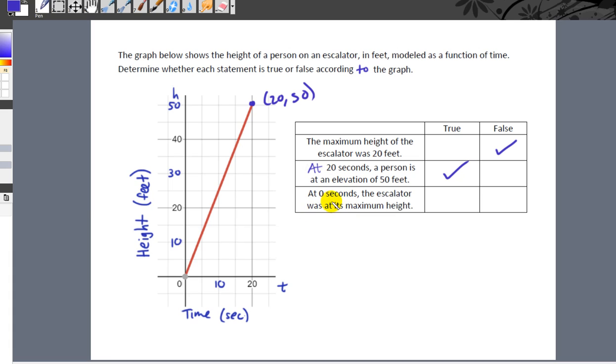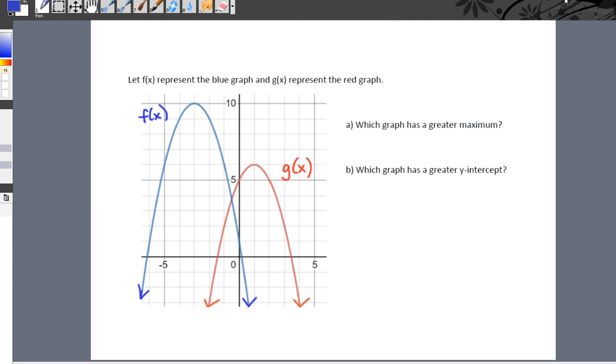At 0 seconds, so right here, the escalator was at its maximum height. I don't think so. The maximum height here is 50 feet. The escalator is actually at its minimum height right here. So at 0 seconds, the escalator is not at its maximum height, and this is false.